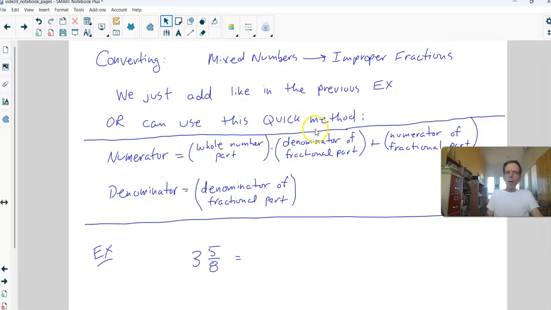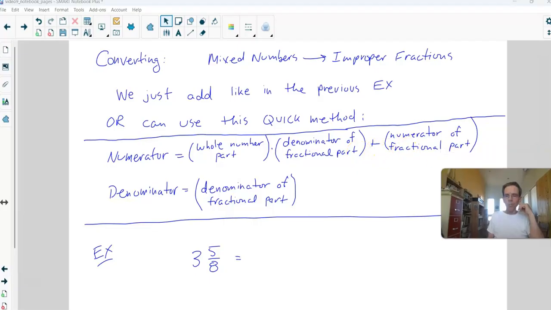There's a quick method. Instead of using that addition method like we just did, which is totally valid, people have come up with this quick way of doing it. It's based on the addition method. So the numerator of the improper fraction is going to be the whole number part times the denominator of the fractional part, plus the numerator of the fractional part. And the denominator is going to be the denominator of the fractional part.